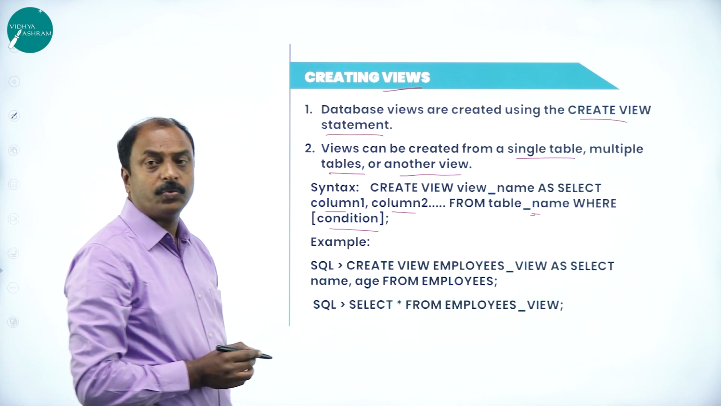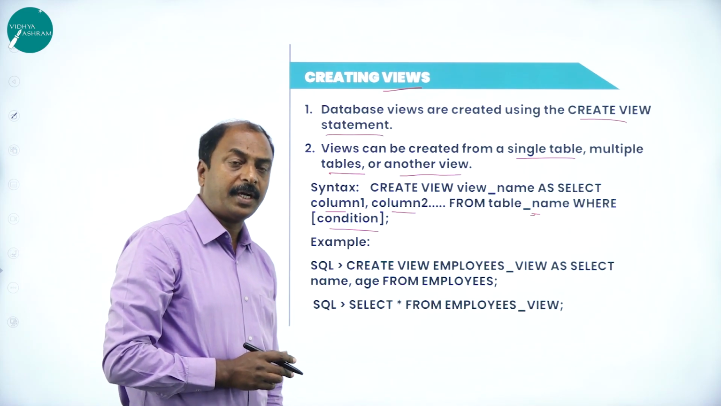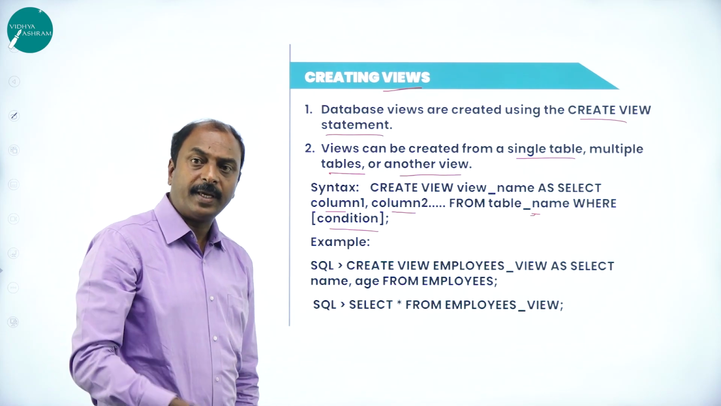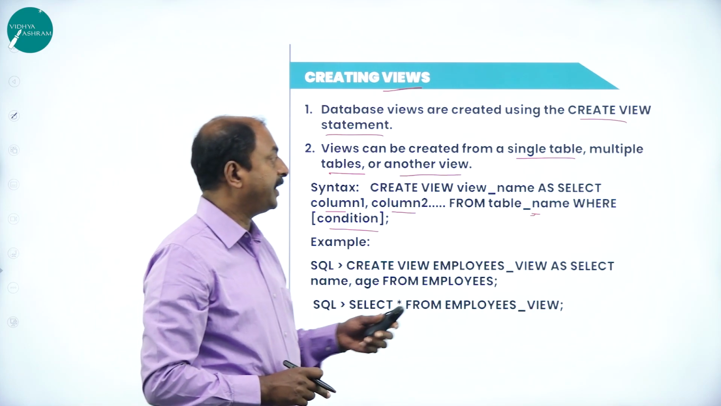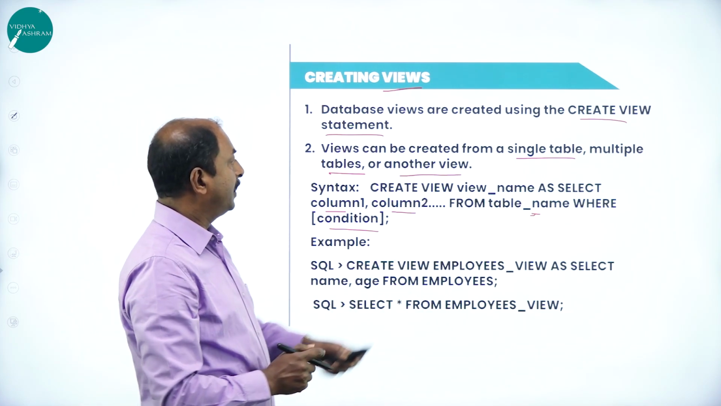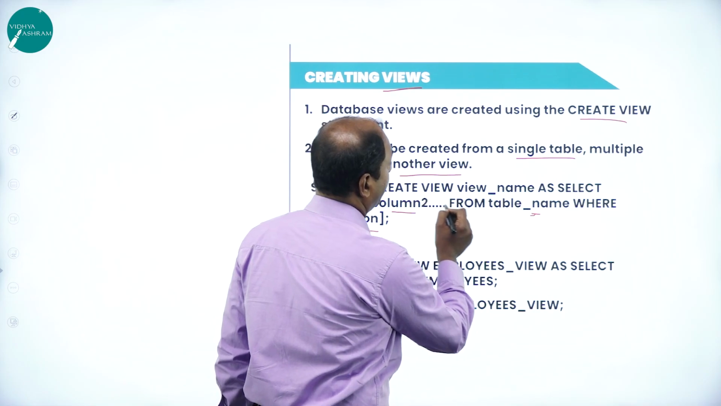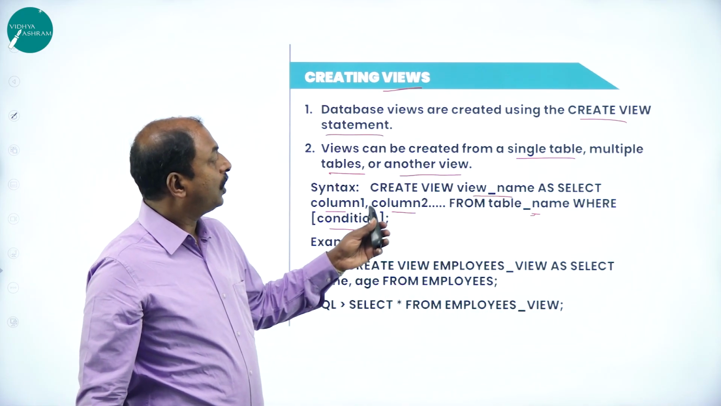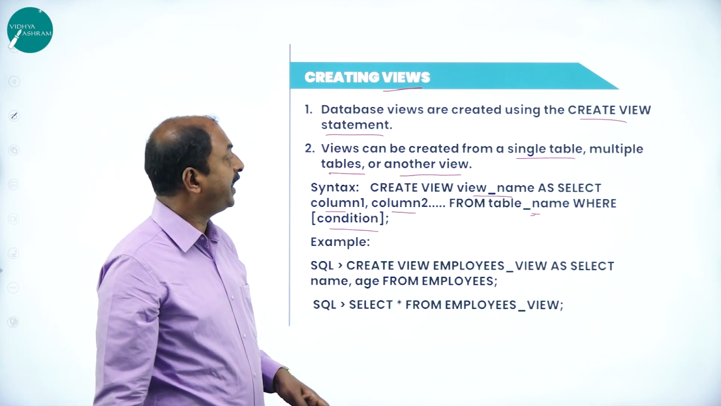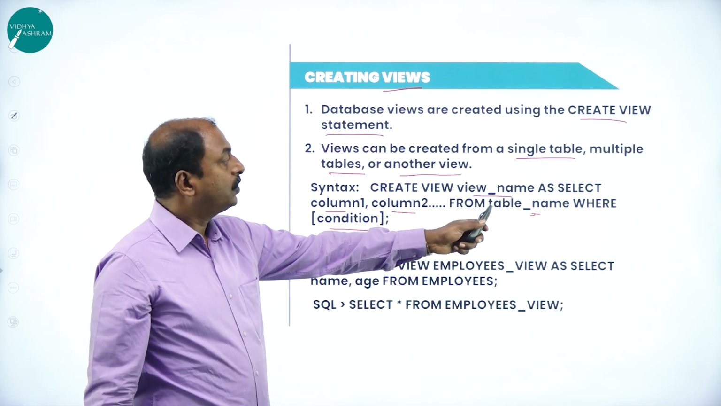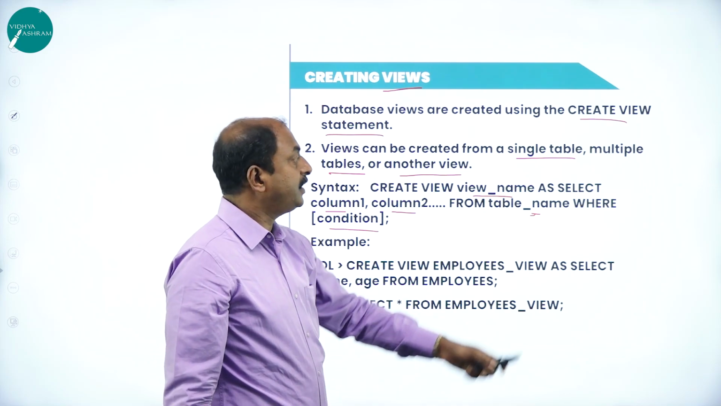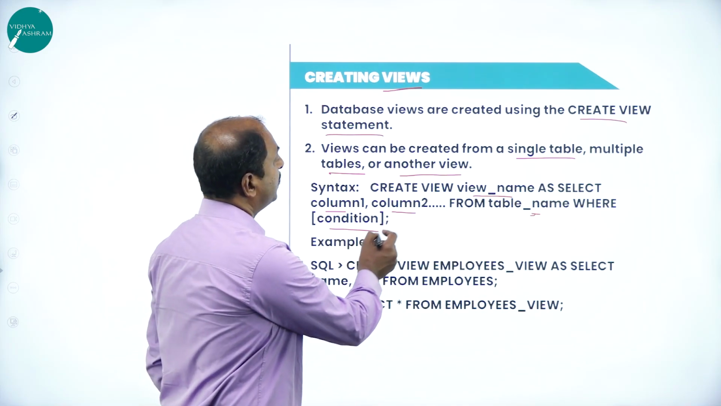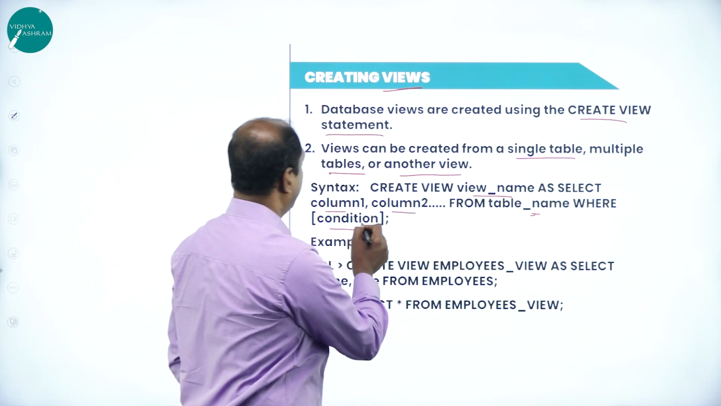So this is going to create a view or a display and save it as a view. Here, create view is the syntax. This is the name of the view. The result of this expression is going to be saved under the view name. And what is the result? The select column 1, column 2 from table name where condition.